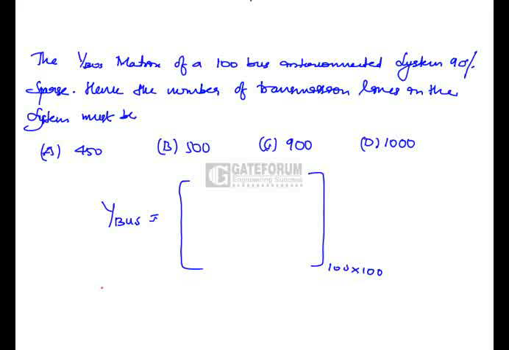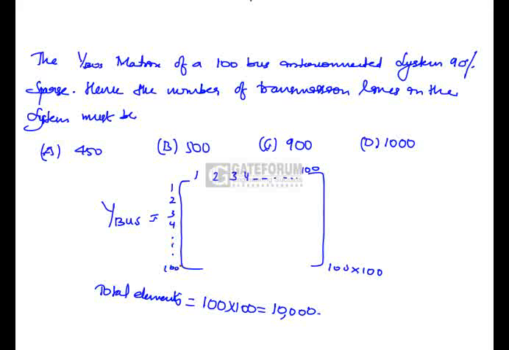Okay, so the total number of elements in this matrix is 100 into 100, which is equal to 10,000 elements. All these elements, let us take, see here, this is transmission line 1, 2, 3, 4 and so on to 100. Similarly, the number of rows are 1, 2, 3, 4 and so on to 100.